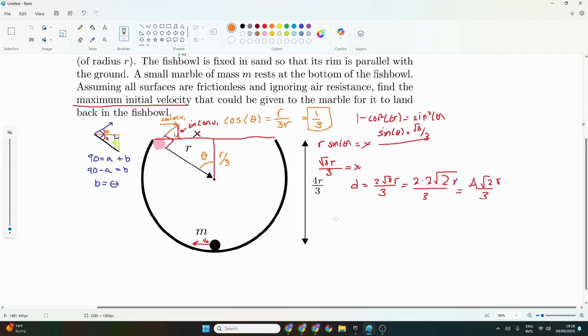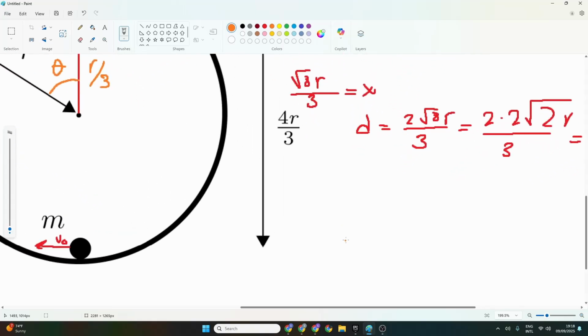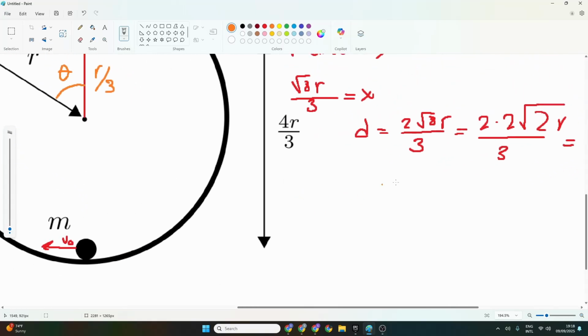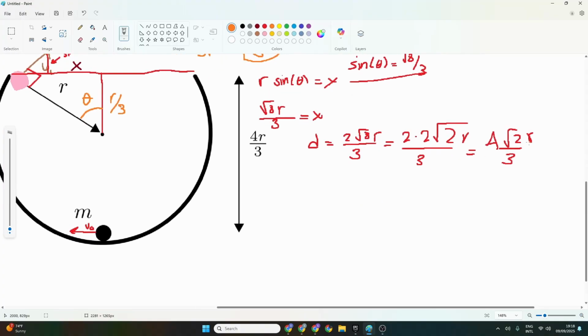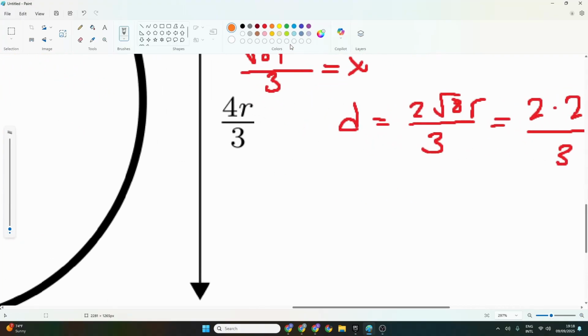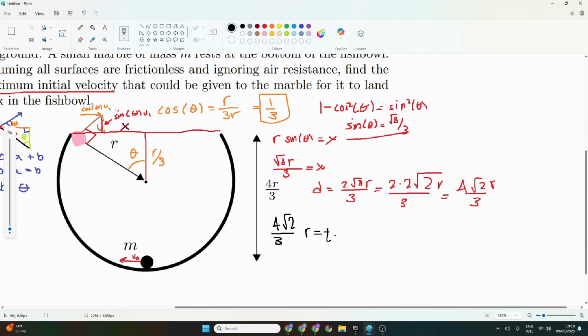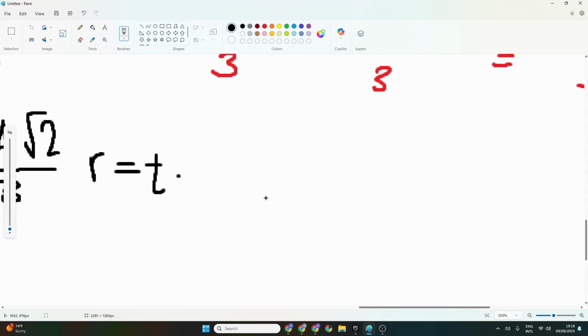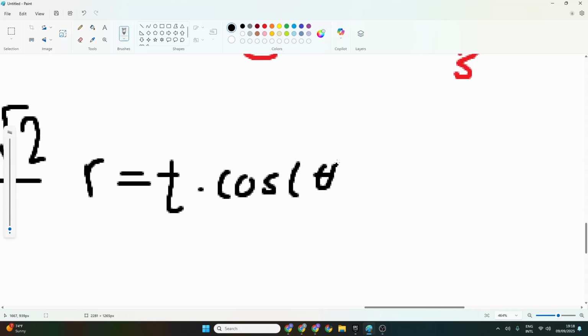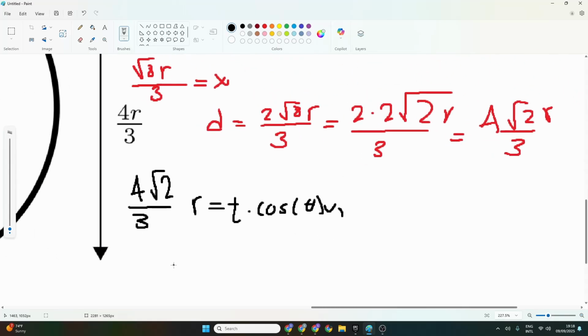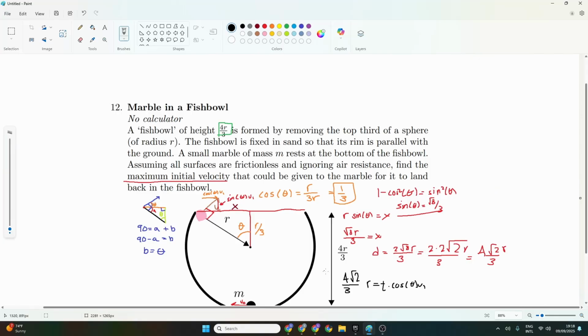So what can we do with this? Well, we can set up two kinematics equations and use that to solve for it. We know that it has to traverse this total distance of 4 times rad 2 over 3r, in t time with that velocity right there, cosine theta v1. We also know that it must be at the exact same elevation.